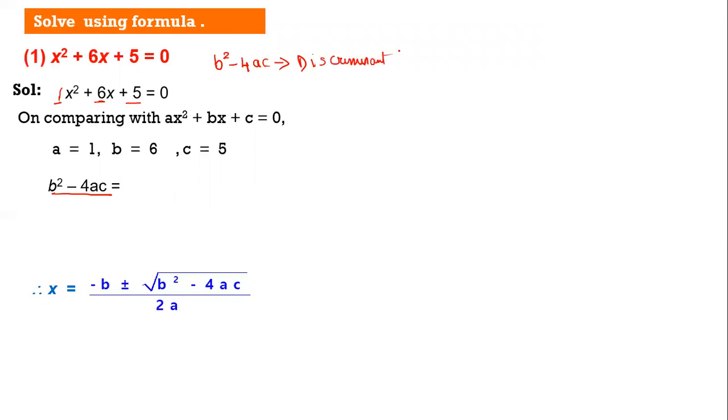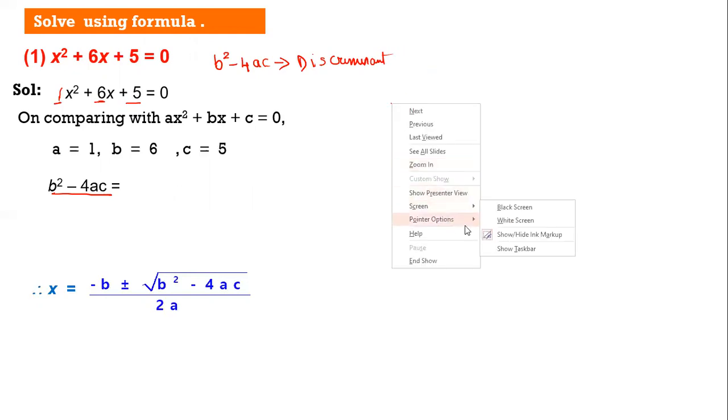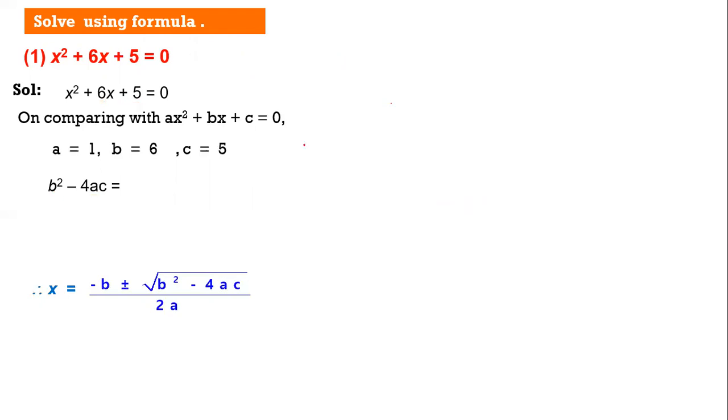Discriminant. Remember, this is a very important thing that you have to remember, that b square minus 4ac is also called as discriminant. So students, we are going ahead and solving the sum. I'll just erase whatever I have written right now. Okay, great. So b square minus 4ac.